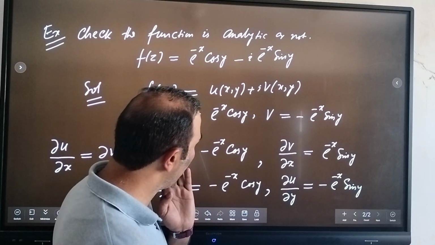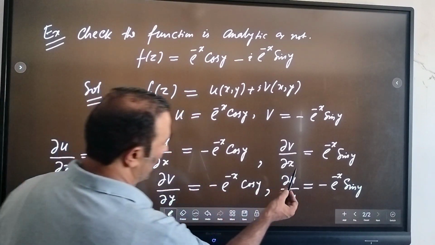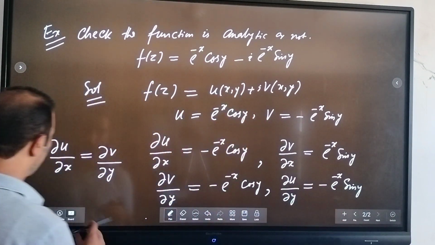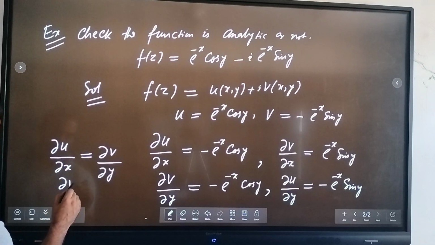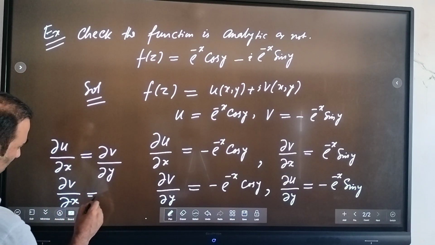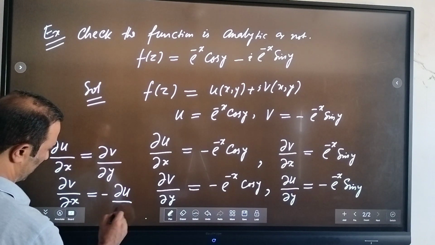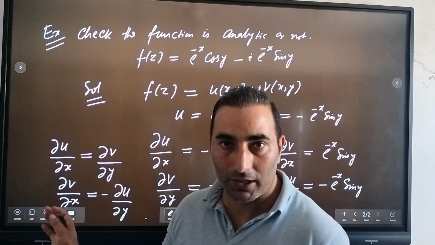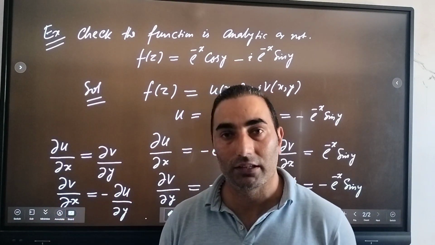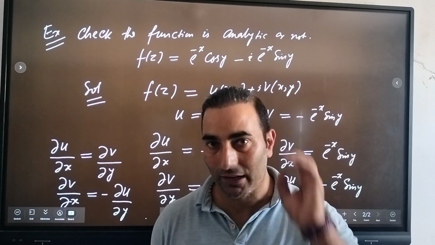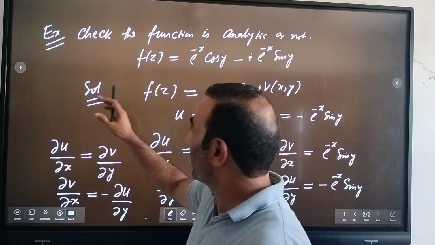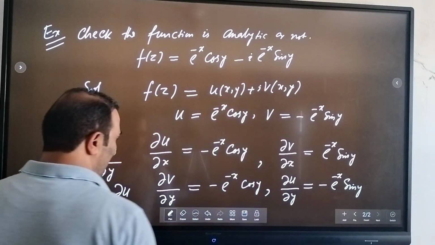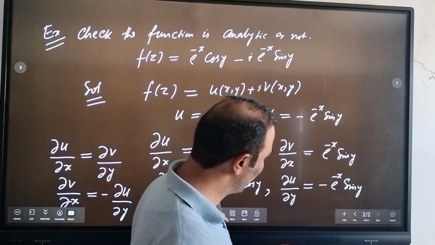Similarly, now compare these two. Partial v by partial x is minus times partial u by partial y, right? So that means both these conditions are satisfied for the given function. So we can say that the given function is analytic. That means this function is differentiable and single valued. It is well defined and differentiable. So this is how you can check whether the given function is analytic or not.